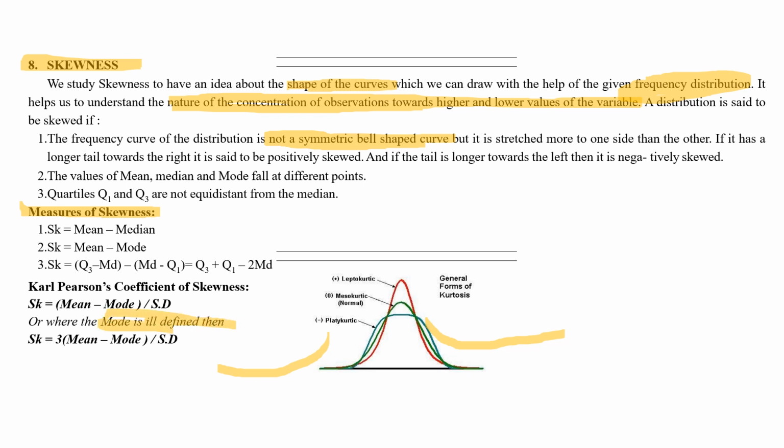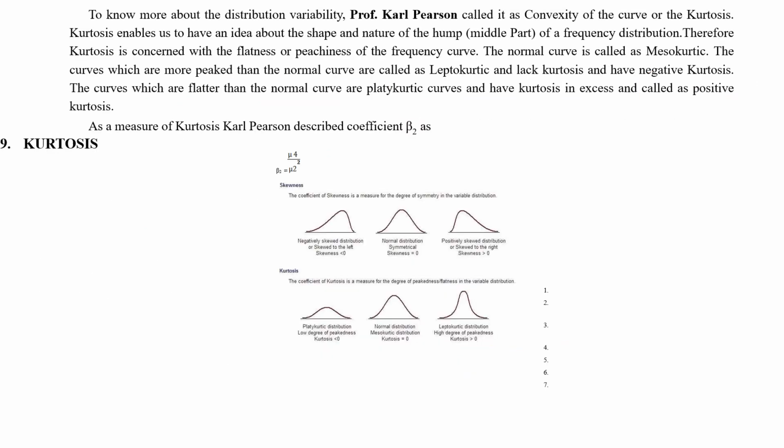Where the mode is ill defined, we can consider Sk as 3 into (mean minus median) divided by standard deviation. Skewness is equal to mean minus median.